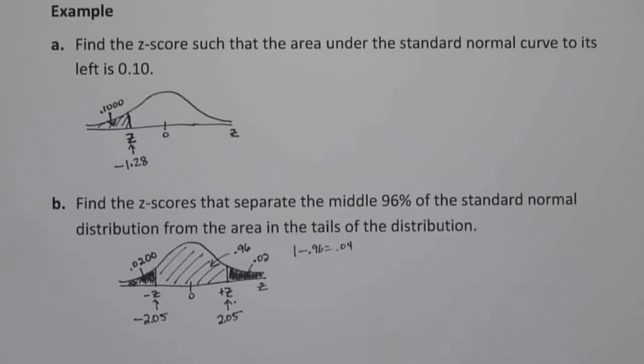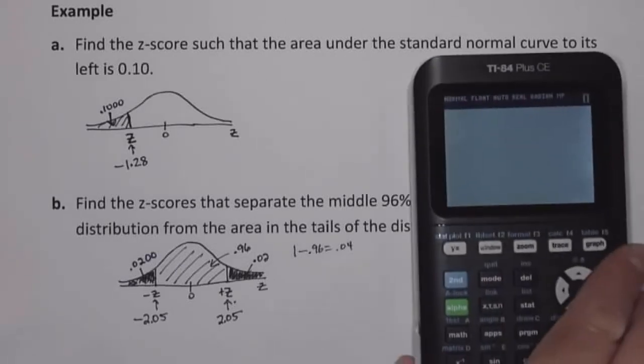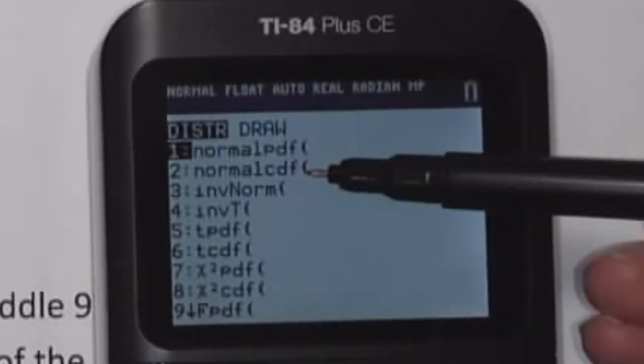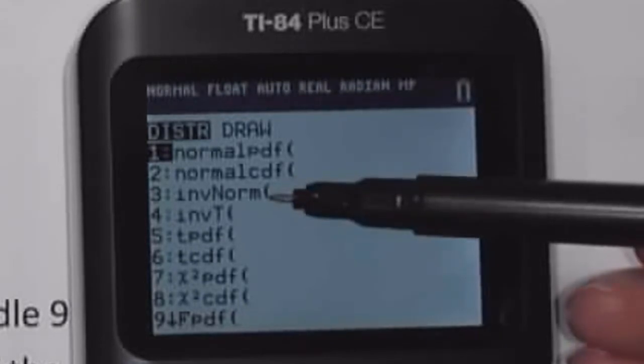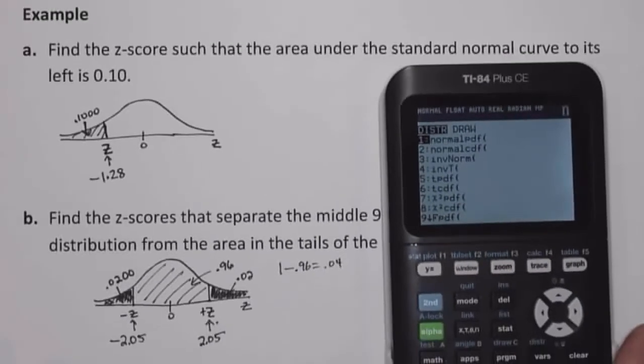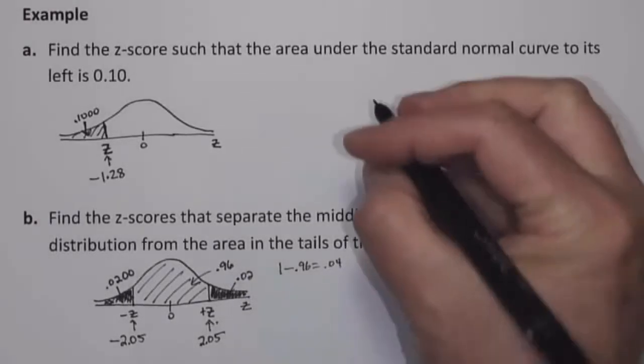Now we could also use the calculator to figure out these values. If I pull in my calculator, I'm going to go to second and distribution, the same place where we've gone previously. But this time, instead of using the normal CDF command, I want you to notice number 3, the inverse norm command. Now here is how the inverse norm command works.